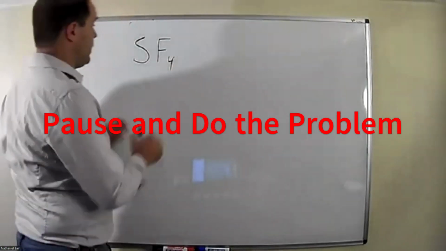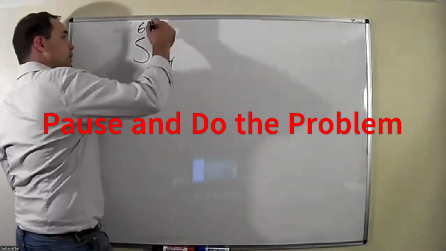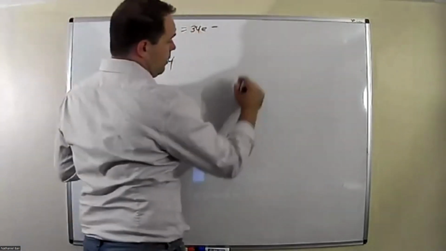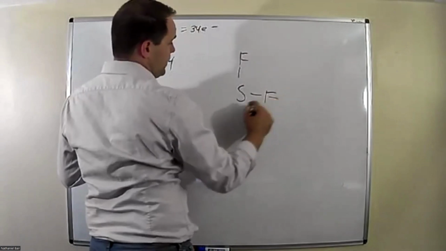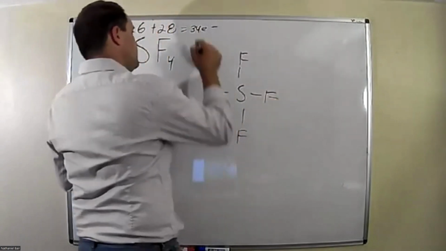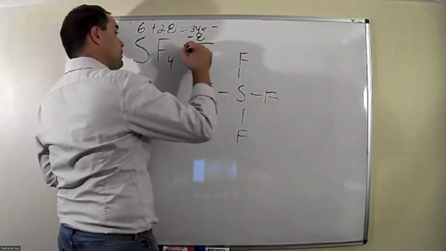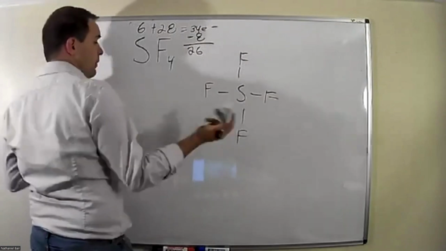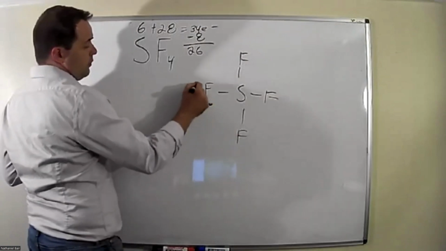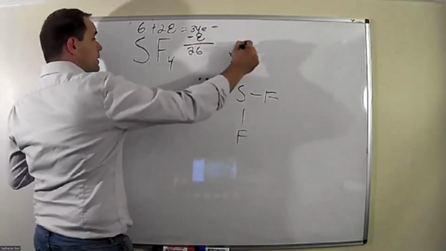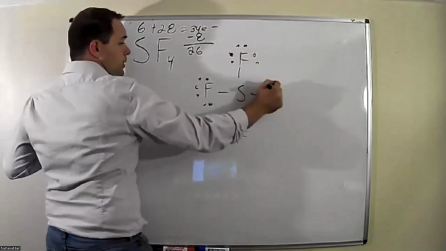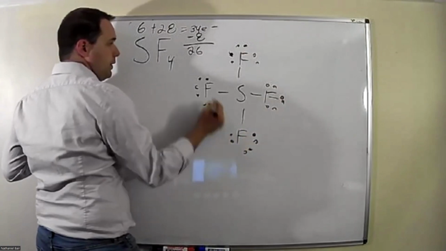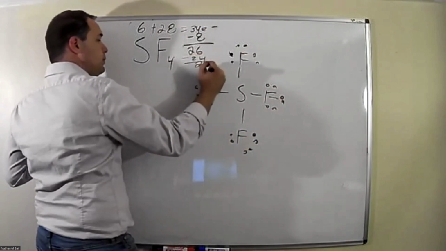Let's see how this bad boy went. We got 6 for sulfur. We got 28 for the fluorines. That's 34 electrons. Sulfur in the middle, 4 fluorines coming off of it. That uses up 8 electrons, leaves me with 26. We're going to make the fluorines happy because sulfur's got 8 right now. So 2, 4, 6, 8, 10, 12, 14, 16, 18, 20, 22, 24. I still have 2 electrons left.